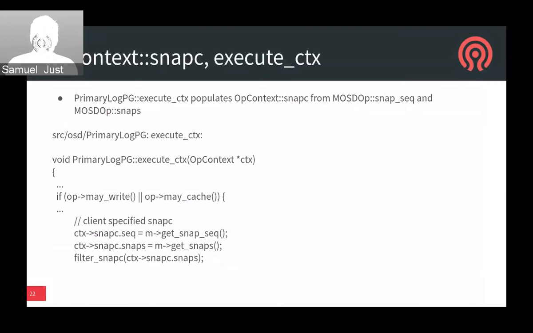And we fill in some op context, the op context snap context, to track the pending snapshot operation, if it exists. Note, this bit only happens mainly on write. This filter snap context call filters out any snapshots that have logically been removed since the operation was sent.